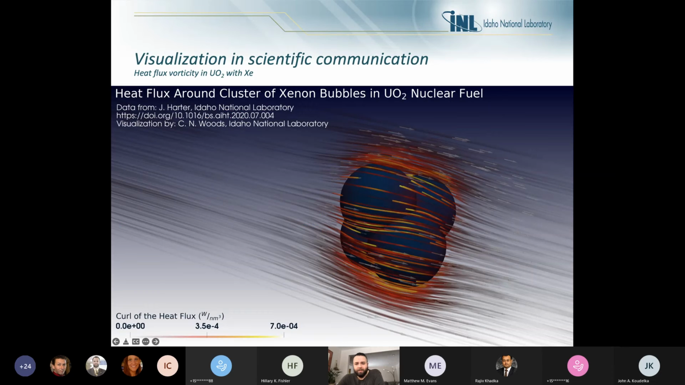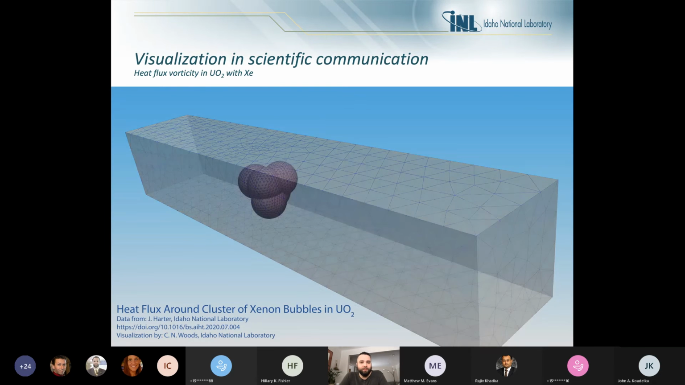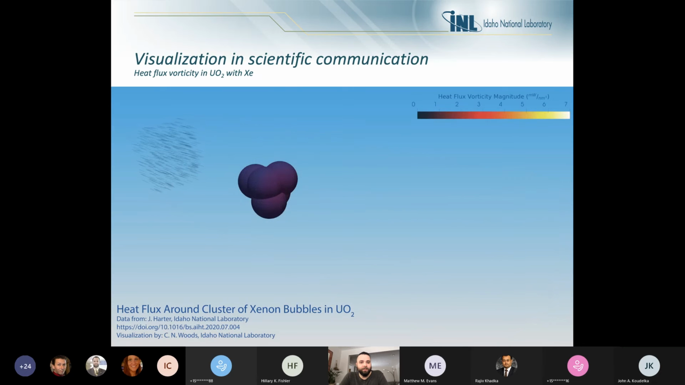So this is a still, but this shows how heat moves around the xenon bubbles themselves, and how it follows the contours and the changes around the bubbles. And now I want to show the movie he made, this kind of flyby of the UO2 cell with the xenon. So this is what Nate did. And this is all happening in steady state. This is not time dependent.